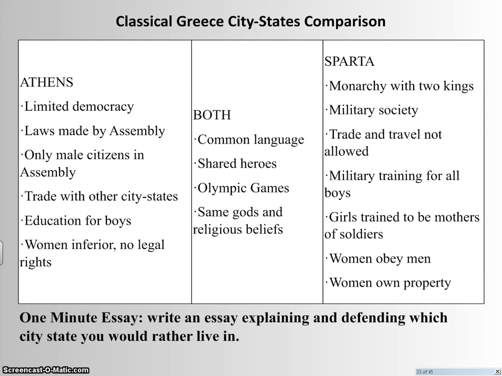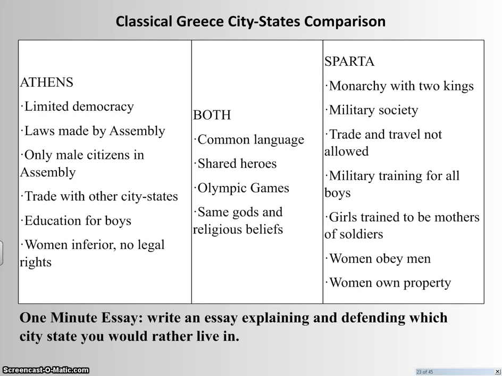Okay, so how are they different? First of all, let's start with Athens. Athens is what's known as a limited democracy, and it's only limited by the fact that you had to own property to be able to vote. Okay, they had a citizen assembly that made all the laws. It was only male citizens, and citizens were only people with property. They traded with other city-states. They gave education to boys, but women were considered to be inferior, and they had no legal rights. Okay, so that is Athens.